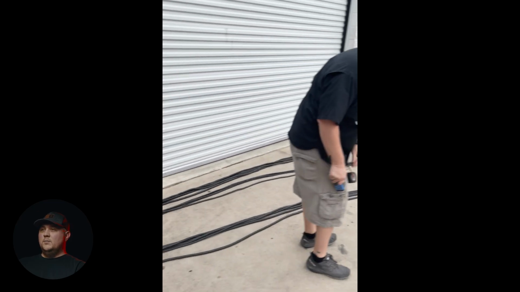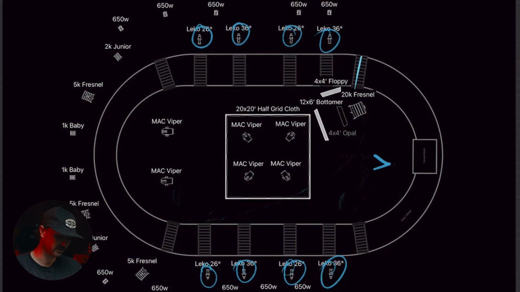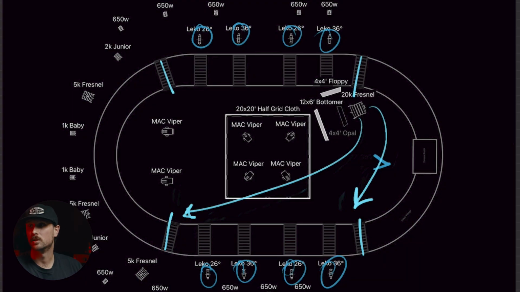Yeah, we ran about 2,000 feet of 2-aught around the arena. Kind of a line down each one of these so that a 20K could swing to there if it needed to, or swing to there if needed. Being able to do that gave us a lot of flexibility. And even how we mixed it up, there were the 5Ks, the 2Ks, the 1Ks. There was a variety of fixtures that we used.